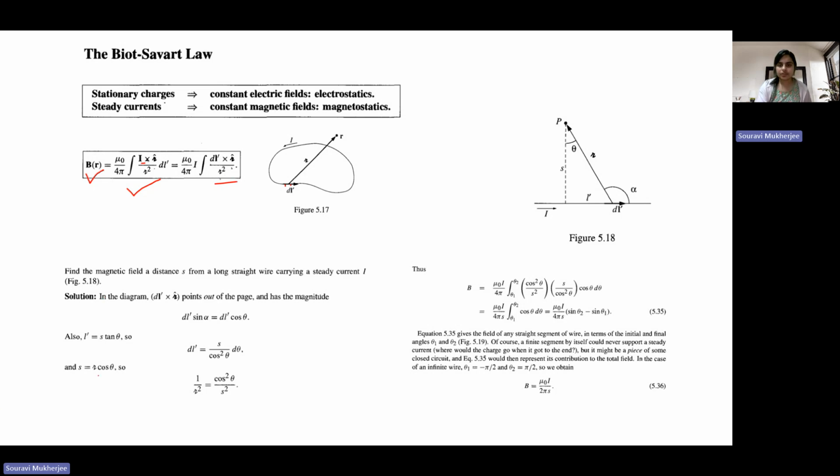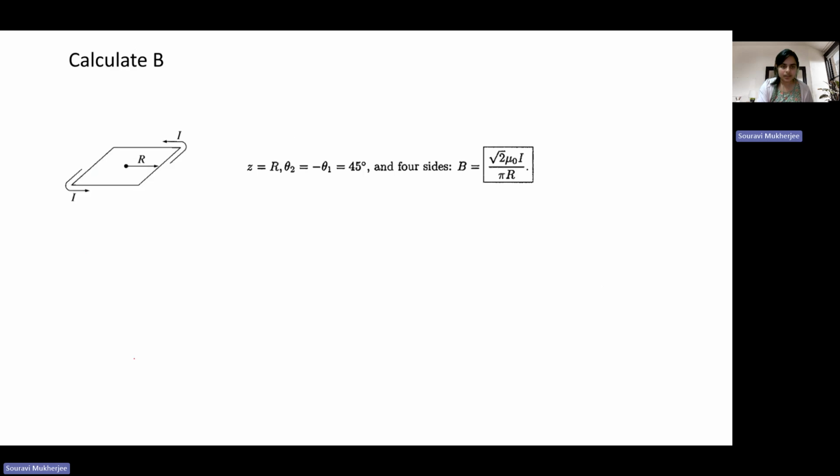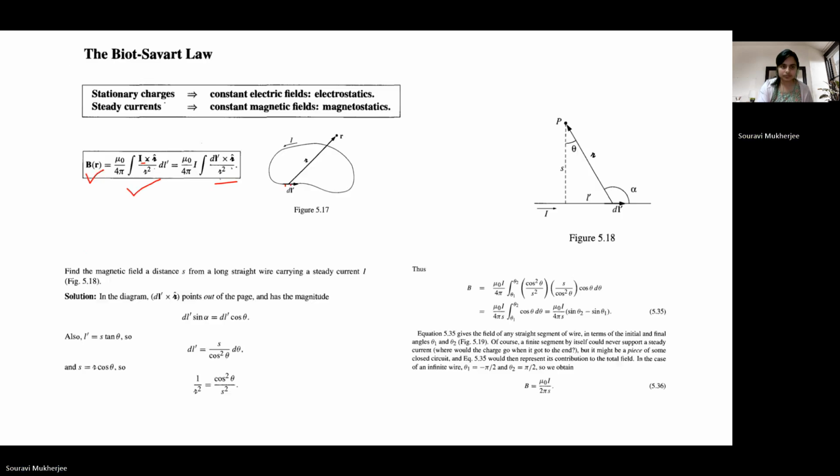So you can try to find all those relations. Here it is asked to find the magnetic field at a distance s from a long straight wire carrying a steady current I. So suppose you have a long straight wire like this.